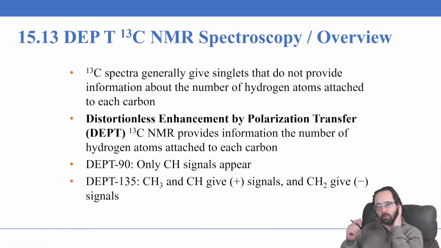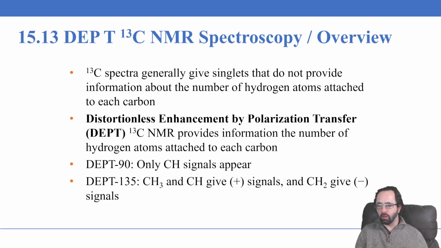Now, a few other notes about other types of NMR spectroscopy. We're not going to do these ones in class. These are more advanced techniques that are generally used in research. Carbon-13 spectra will give singlets that don't provide splitting information. However, there are other techniques that can be used to get some of that splitting information.